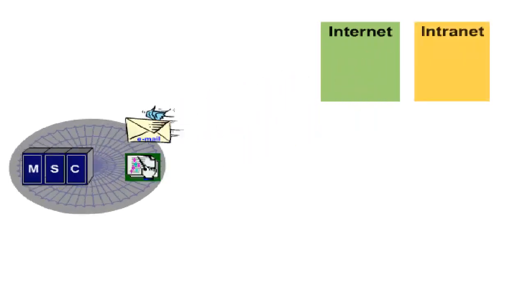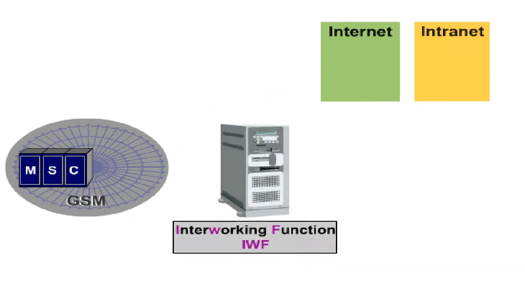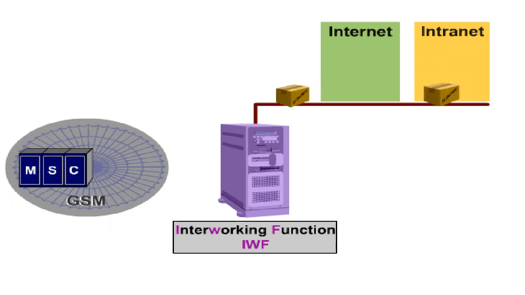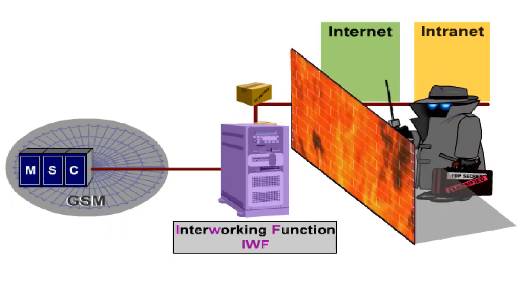In order that data can be fed into the GSM network from packet switch networks, such as the Internet or company intranets, a so-called interworking function, IWF, is required. This is an external data server connected to the different data networks. The IWF translates the unstructured incoming packet switch data into circuit switch signals which can be understood by GSM. A firewall upstream of the IWF protects the GSM network from unauthorized access by hackers.